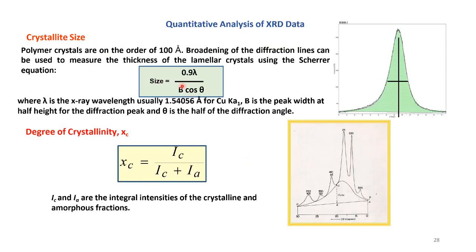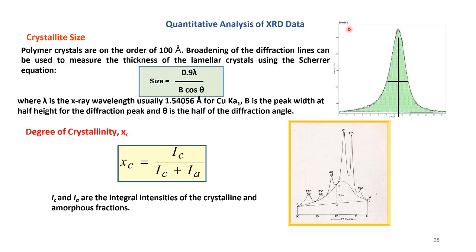Then the crystallite size. Again, using this formula, we can get the crystallite size. Polymer crystals are on the order of hundreds of angstroms, and broadening of the diffraction line can be used to measure the thickness of the lamellar structure crystals using the Scherrer equation. So this is the Scherrer equation: size equals 0.9 lambda divided by B cos theta. The lambda we know, and here B is the peak width. The peak width we consider is the full width at half maximum, FWHM.